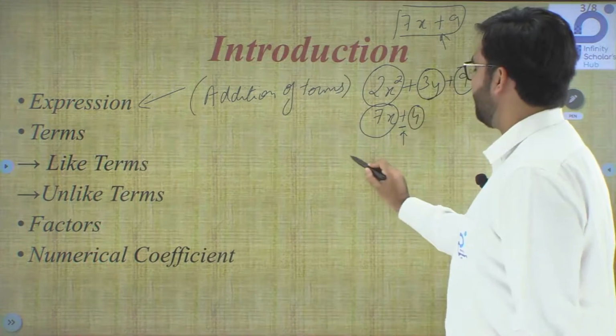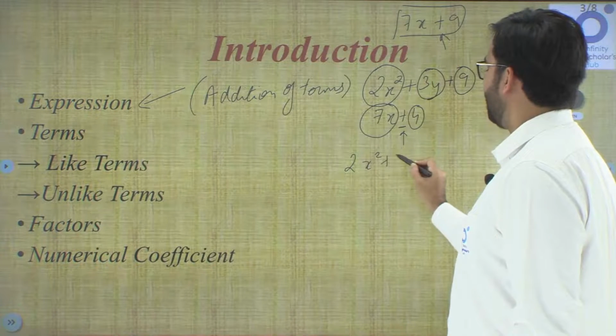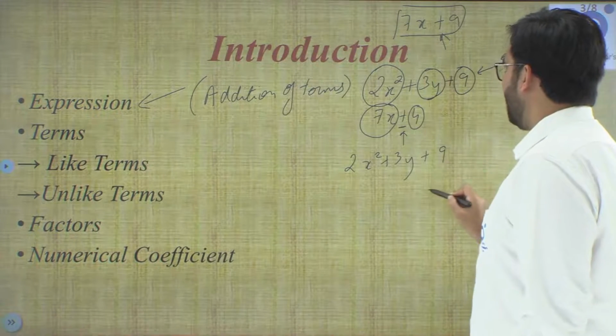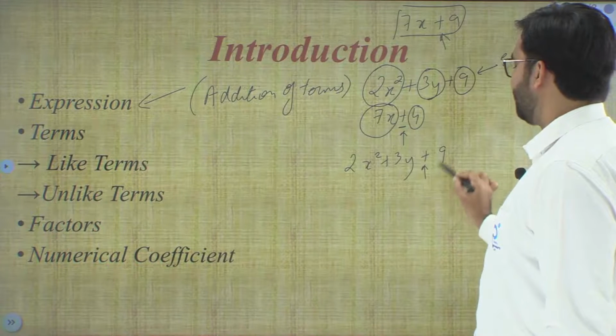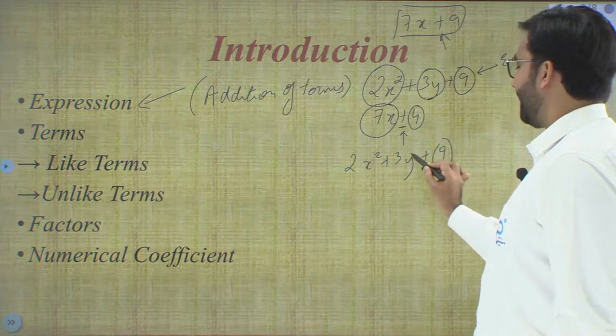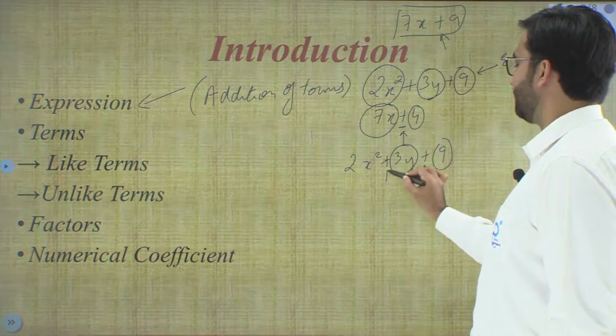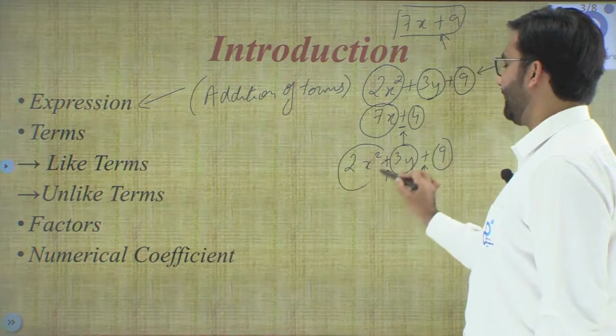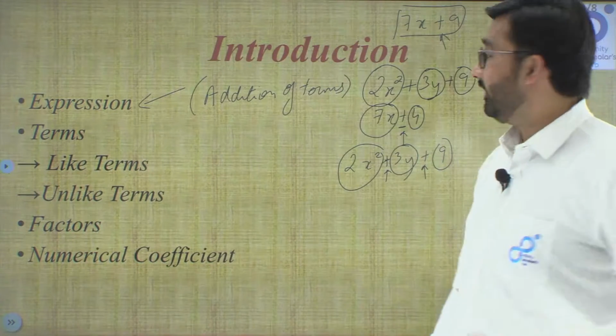Like in the first example, see, 2x squared plus 3y plus 9, okay. So this is your positive sign, so that means this is a term and this is also a term because you have a positive sign over here also. So this is again a term. So that means there are 3 terms, right?